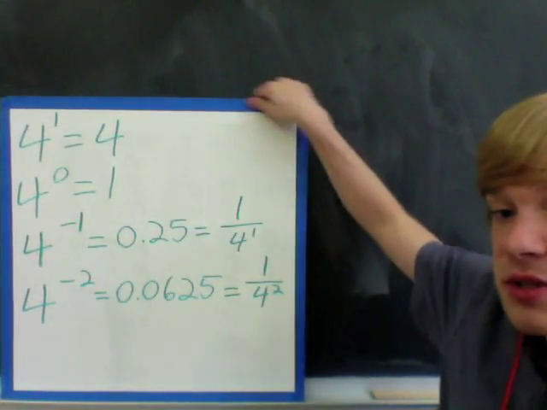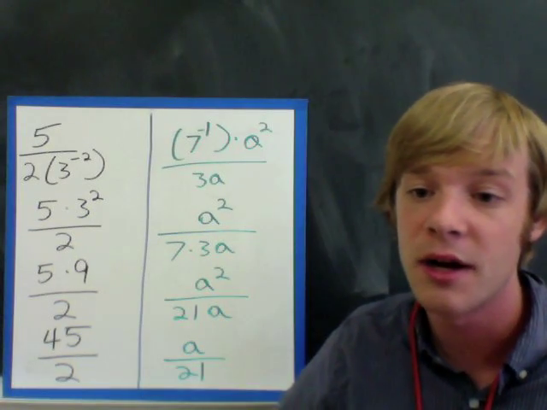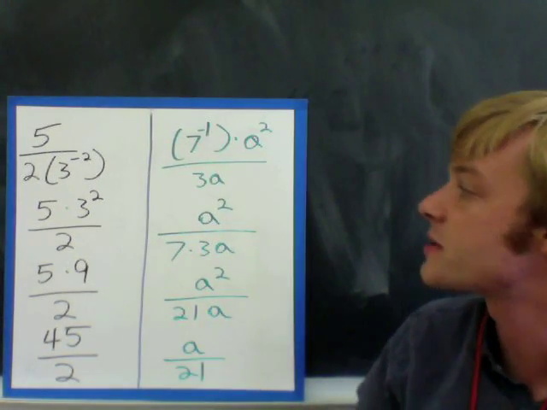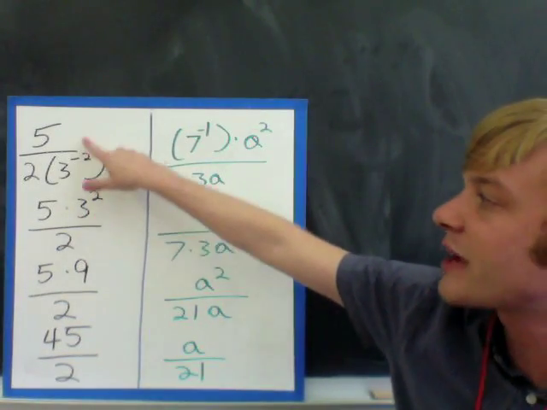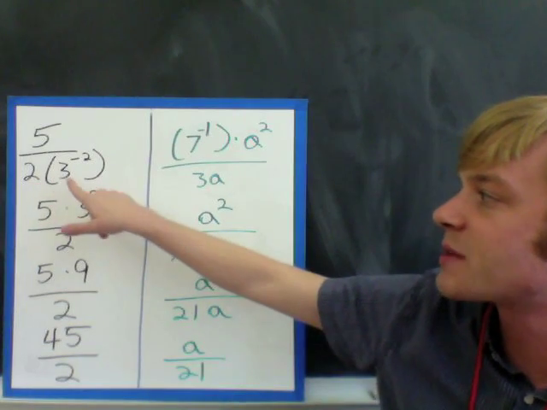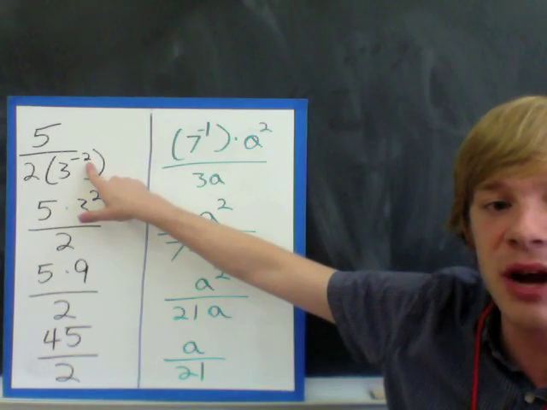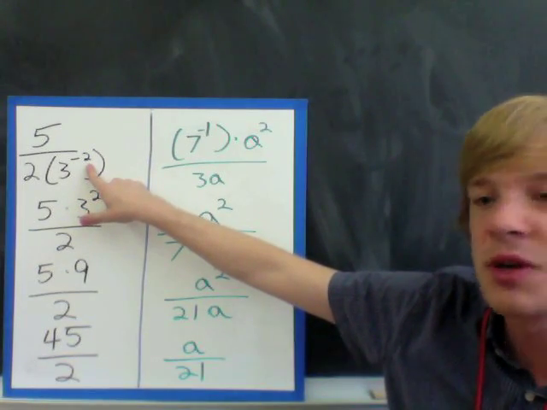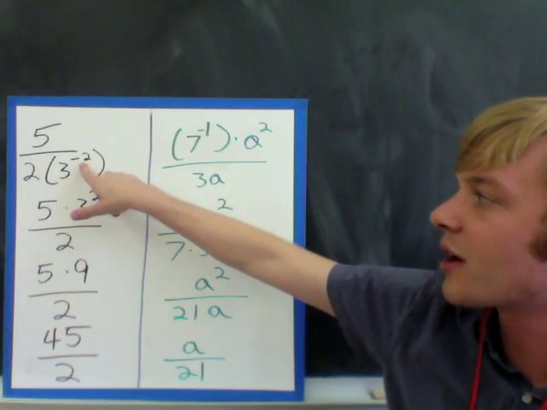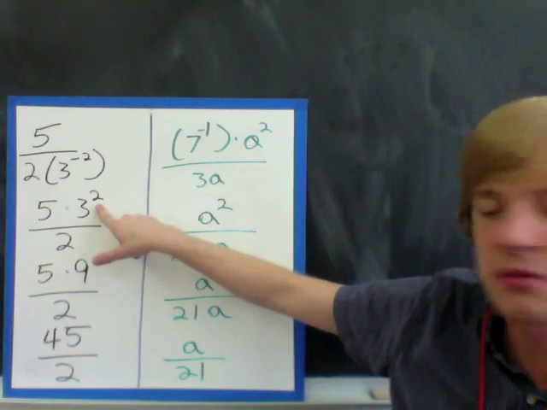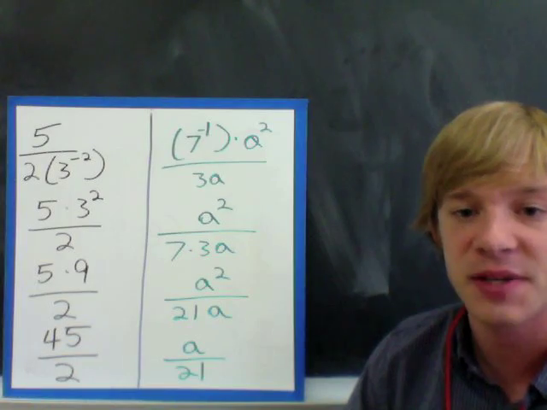If we start with a fraction and the denominator has a negative exponent, things are a little bit different. So instead of moving things to the bottom, we just move it to the top. So here we have 5 over 2 times 3 to the negative second power. Now 3 is the only part that's raised to the negative second power, so that's the only part that's going to move. So we move the 3 to the numerator, and we change our exponent from negative 2 to positive 2. That's the only thing that moved because it was the only thing that had a negative exponent.